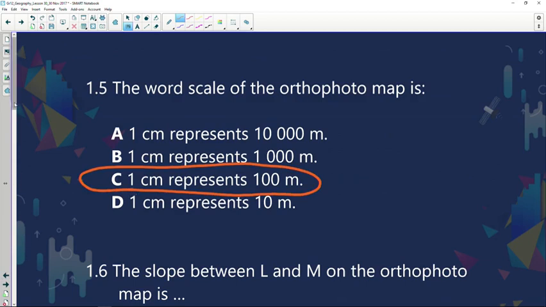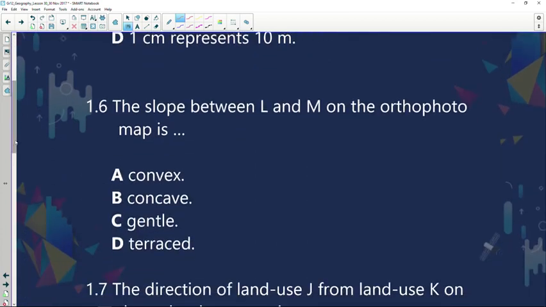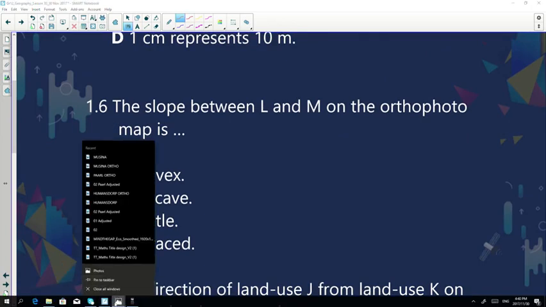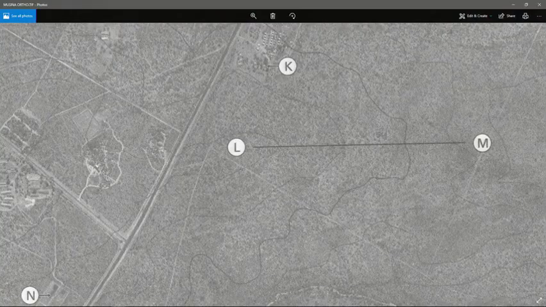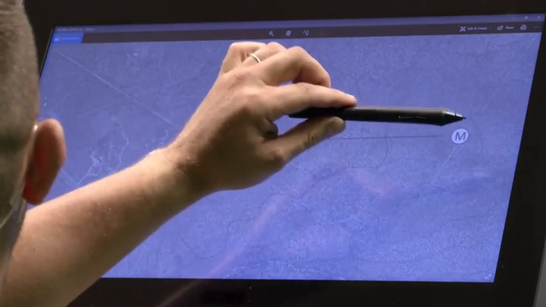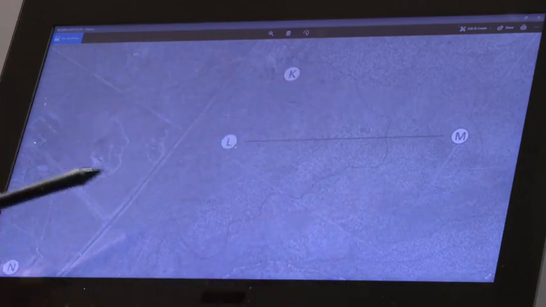Now if we look at question 1.6, the slope between L and M in an orthophoto map. Let's quickly look at the slope between L and M, situated over there. As you can see, the first thing that I pick up from this image is how far the contour lines are from one another. Do you agree with me?